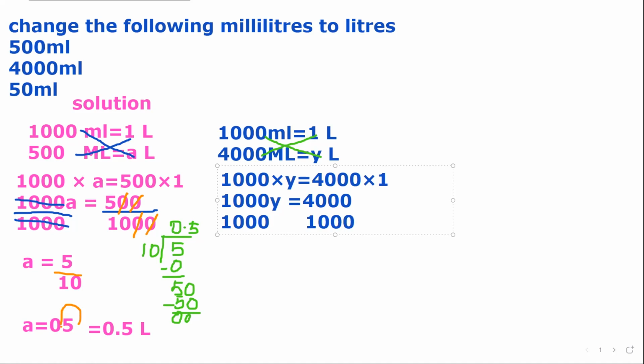Okay, so divide this side here by 1,000, and here too by 1,000. Once you have done that, you do your cancellations. The 1,000 that is attached to the y will cancel the 1,000 that is here. Now the y is free. The last zero here will cancel the last zero here. The next zero here will cancel the next zero here. The next zero here will also cancel this one.